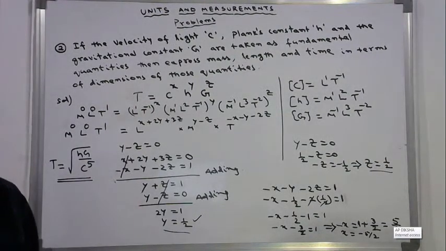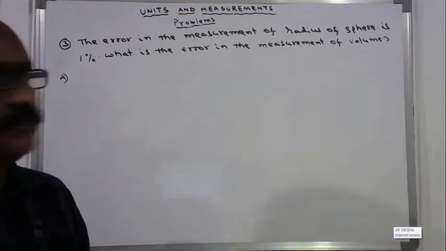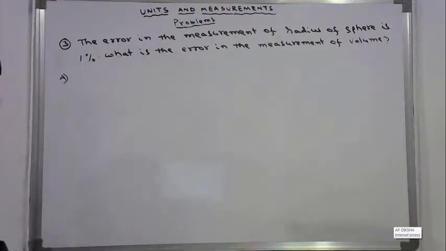Now let us go to another problem. So in this problem, the error in the measurement of radius of sphere is 1%. What is the error in the measurement of volume?